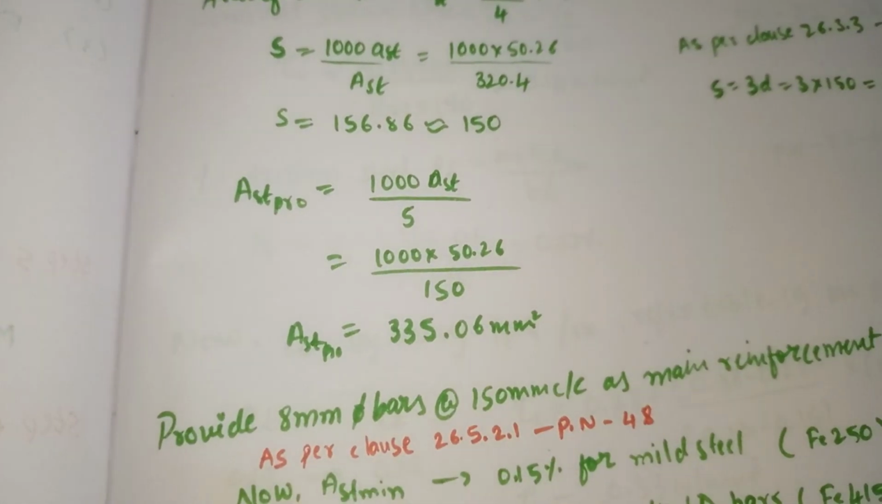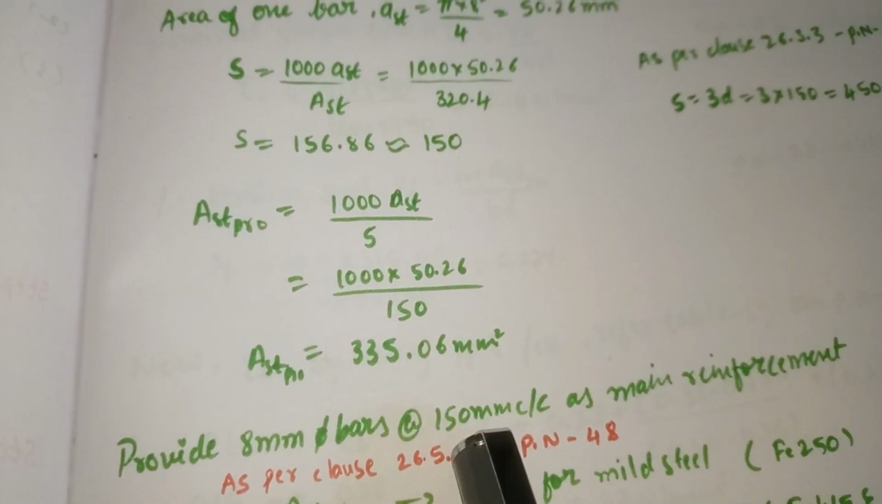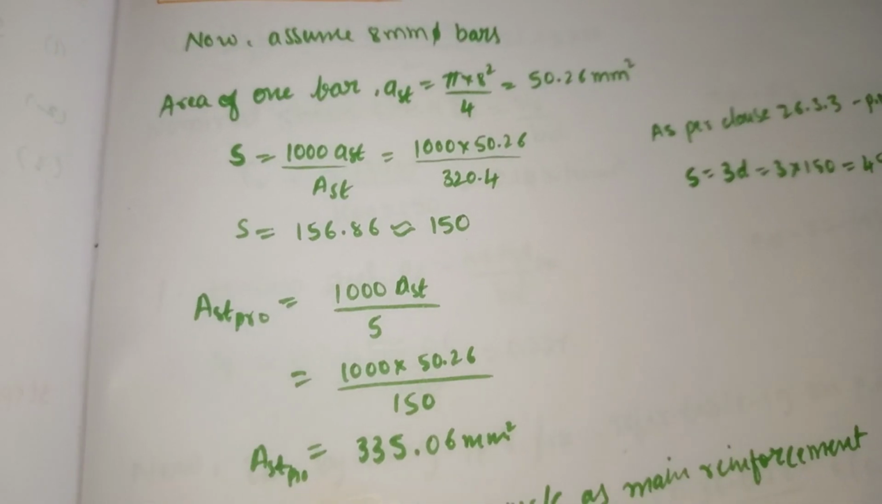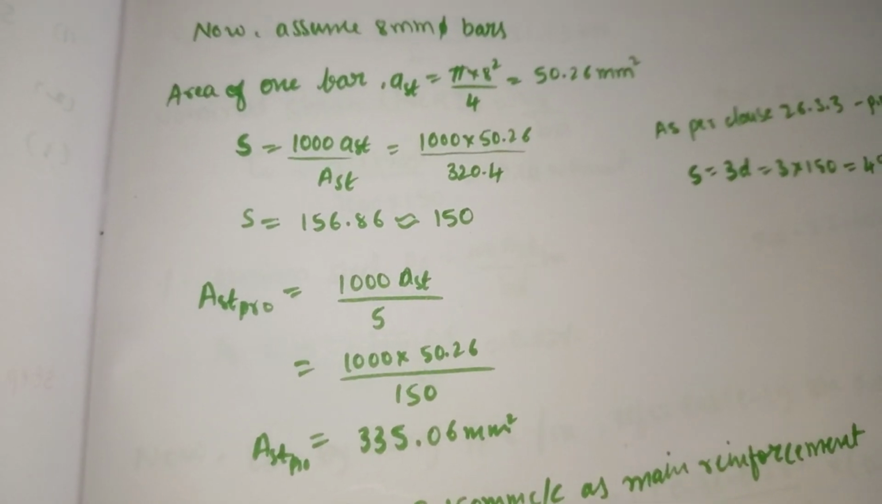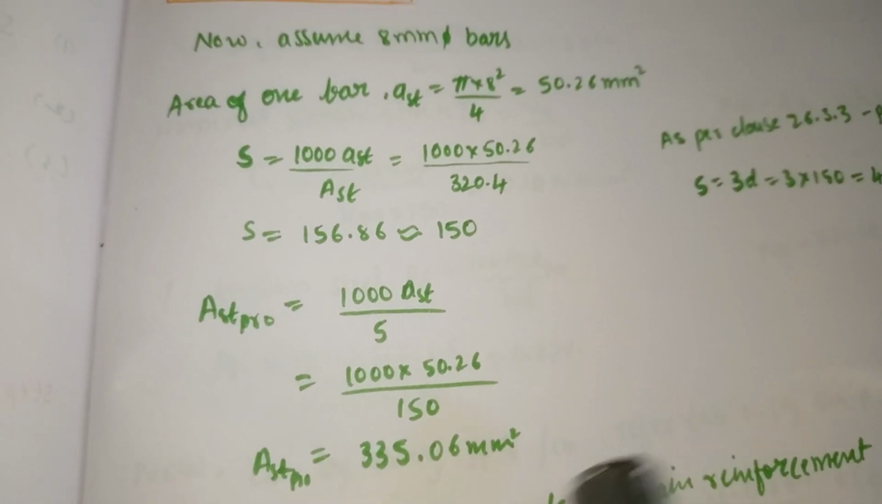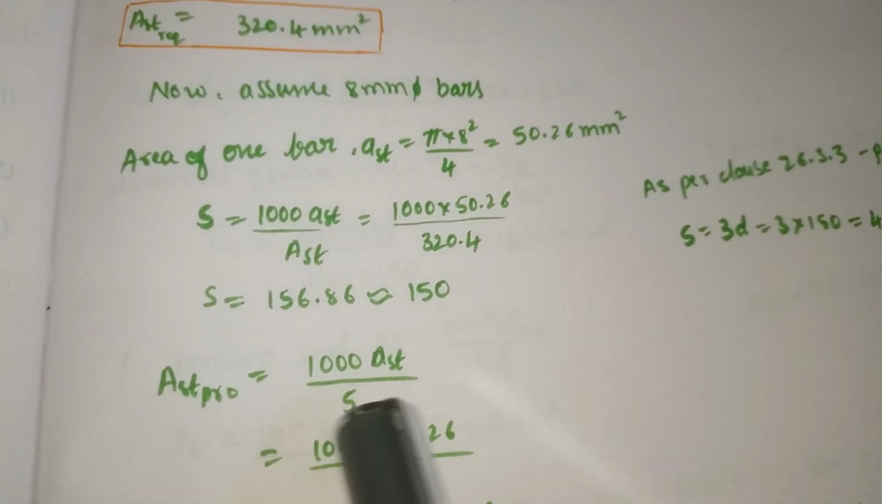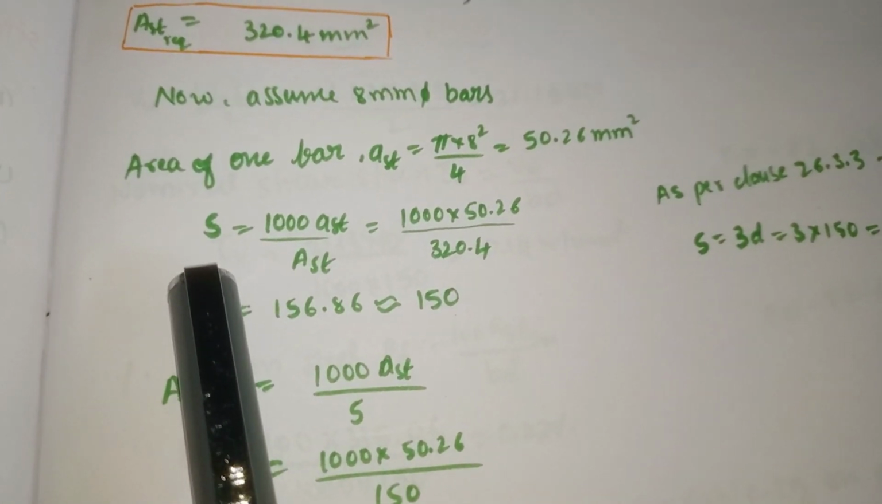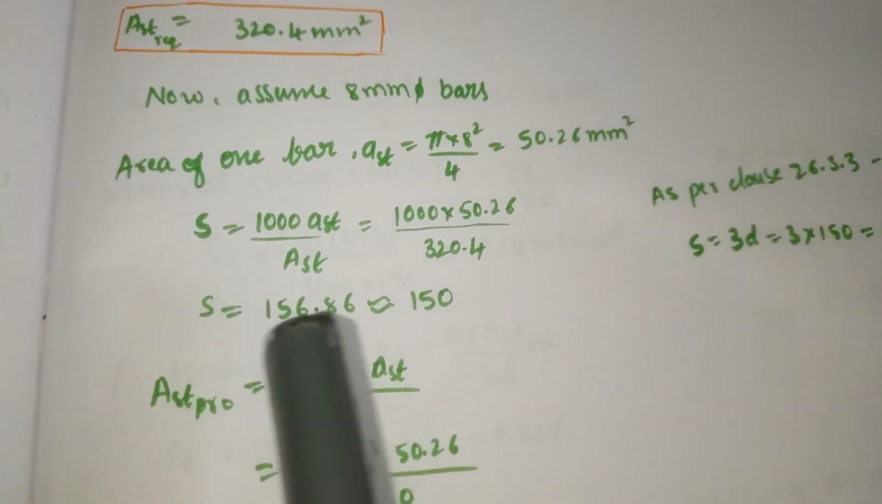So provide 8 mm phi bars at 150 mm center to center as main reinforcement. This is how we have to calculate the AST provided. Here we need to check the safety factor for this spacing as per the code book rule.